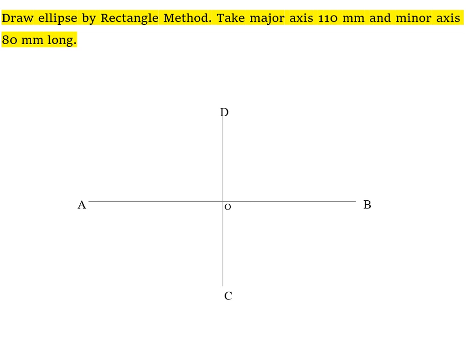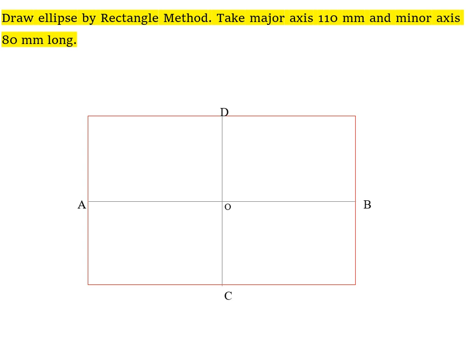Next, all sides are covered by a rectangle. D to B, B to C, C to A, and A to D, all covered by the rectangle. So this is a rectangle, the red color is the rectangle.